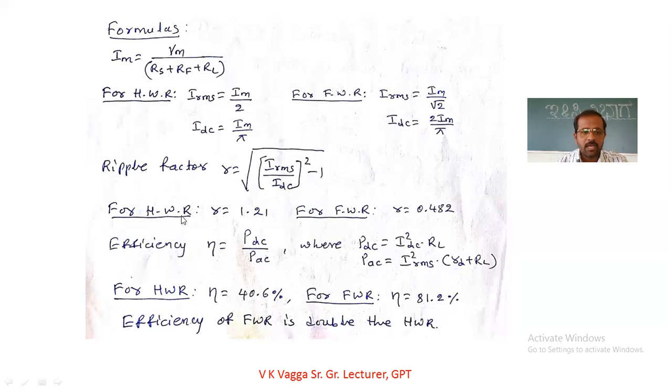For the half wave rectifier, the ripple factor is 1.21, and for the full wave it is 0.482. In the same way, the efficiency is given by PDC divided by PAC, in which PDC is equal to IDC squared into RL, and PAC is equal to IRMS squared into RD plus RL. The efficiency for the half wave rectifier is 40.6%, and for the full wave rectifier it is 81.2%. The important point to be observed here is that the efficiency of the full wave rectifier is double that of the half wave rectifier. For the full wave rectifier it is 81.2%, and for the half wave rectifier it is about 40.6%. If it is multiplied by 2, you get the full wave rectifier value.